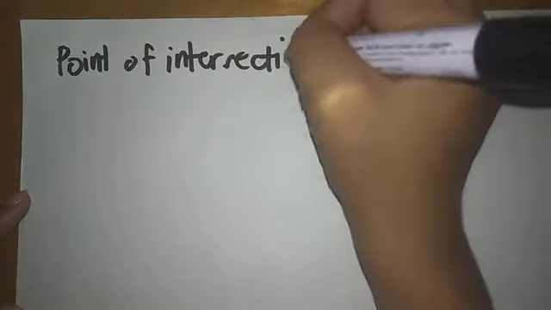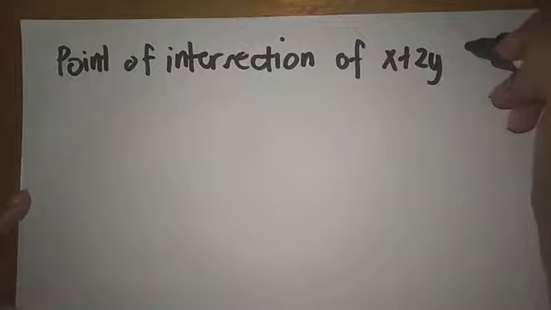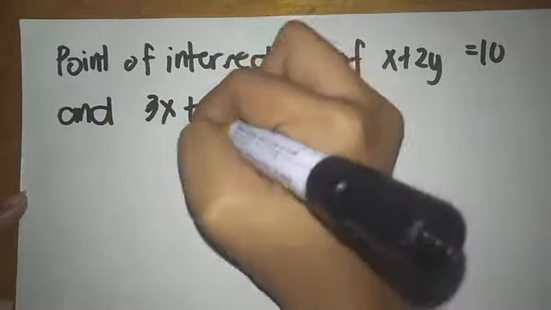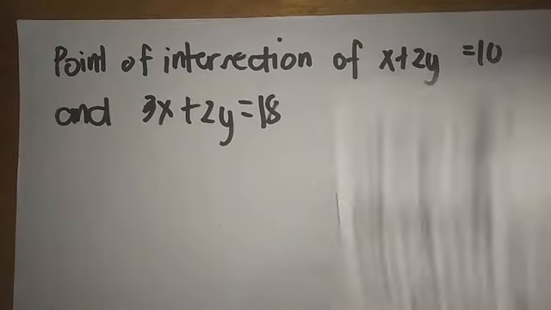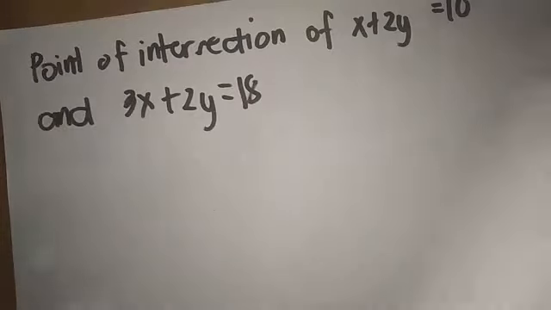Next, ay hahanapin natin yung point of intersection of x plus 2y is equal to 10 and 3x plus 2y is equal to 18. So, saan nakuha yan? Sa given ulit yan. Ayan po. Pinalitan lang ng equal sign.